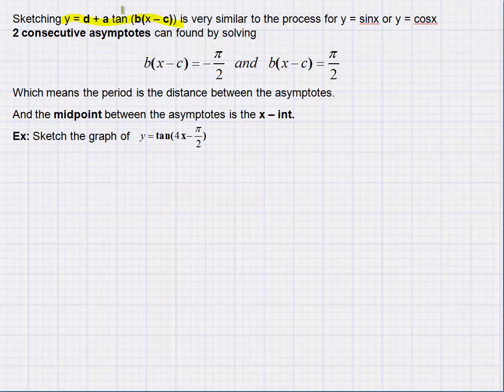A is going to affect the amplitude. B is going to affect the period. C is going to be the phase shift. D is going to be the vertical shift. Now, there's a small difference between the sine, cosine, and the tangent.